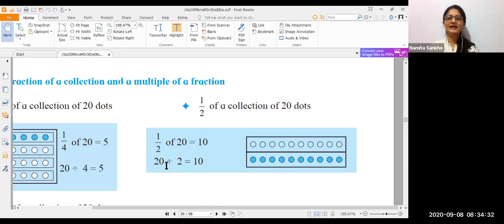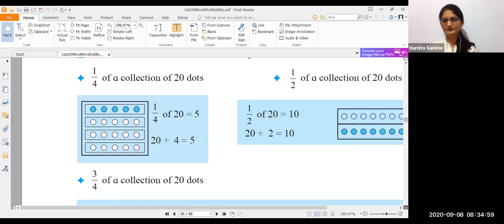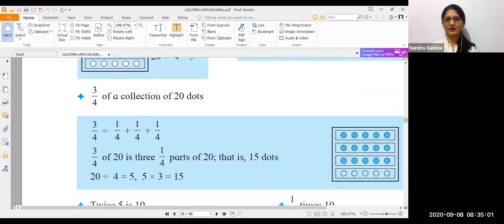So 20 divided by 2. How to find? We divide the total number of dots by the denominator to find that perfect number. Half of a collection means from the collection, we have to find the number. So with the help of the denominator, we divide the total number of the dots. We'll see one more example.